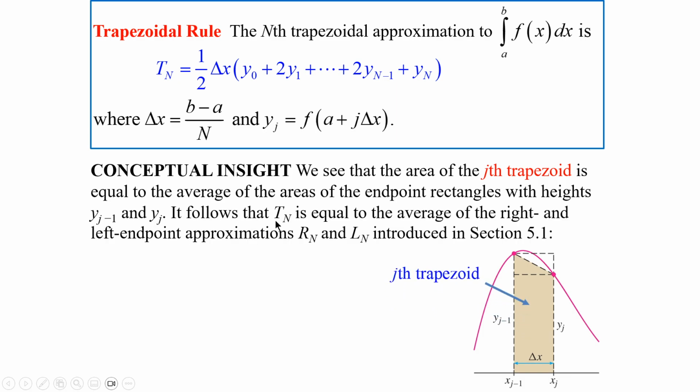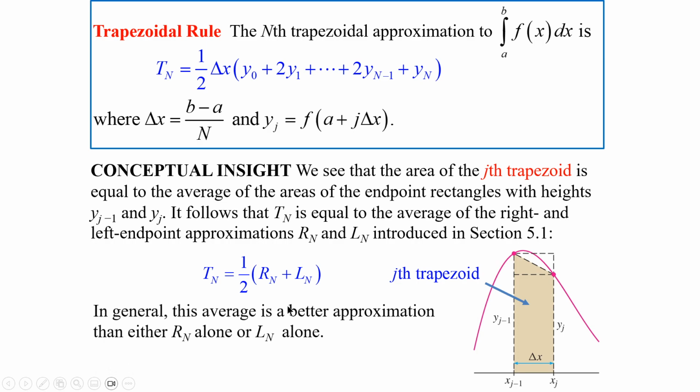So it follows that T sub n is equal to the average of the right and left endpoint approximations R sub n and L sub n introduced in section 5.1, and we have done this. So T sub n equals 1/2 of R sub n plus L sub n right there. In general, this average is a better approximation than either R sub n alone or L sub n alone. And we may need this when asked to use a trap rule when our delta x is not constant. You've seen that before, and you're going to see it right here on our first example.